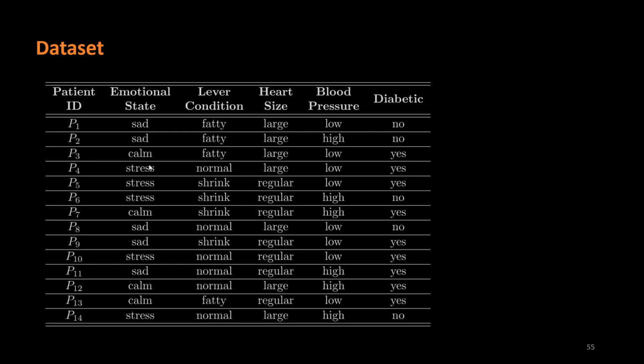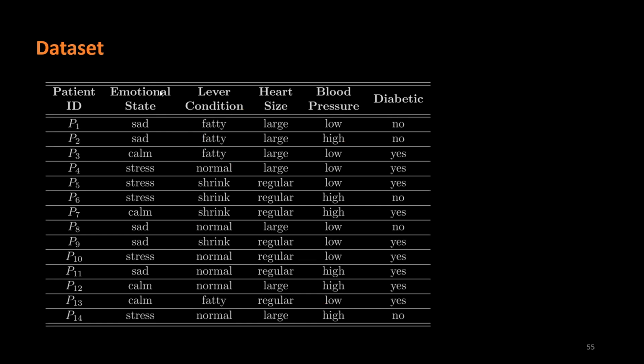Now the middle 4 columns are our features. So basically we have to use all these 4 features in order to classify the patients into no and yes. The first feature is emotional state, liver condition is the second feature, then heart size, and then blood pressure. So basically we have to find the Gini impurity of each of the features of this data set, and then from the Gini impurity I will calculate the information gain. And we know that the higher the information gain of the feature, the more important the feature will be, and that feature will be used as a root node in order to construct our tree.